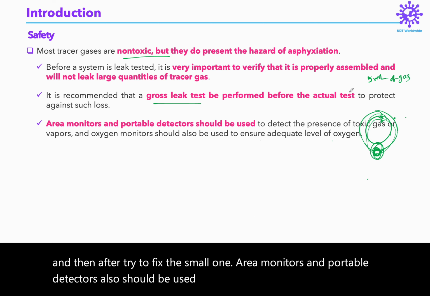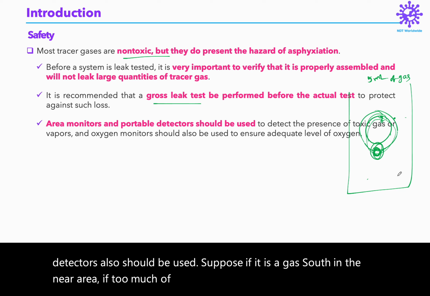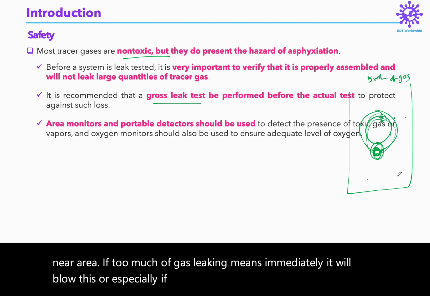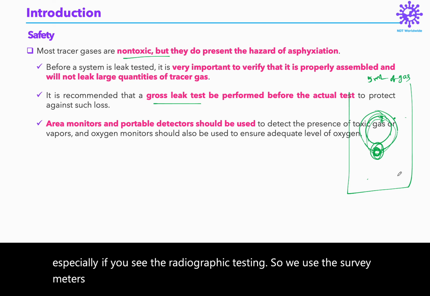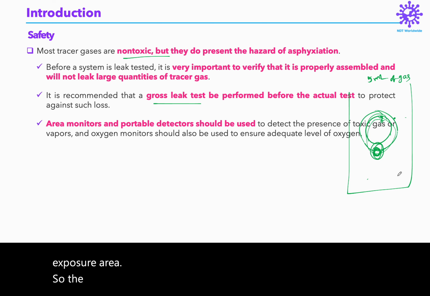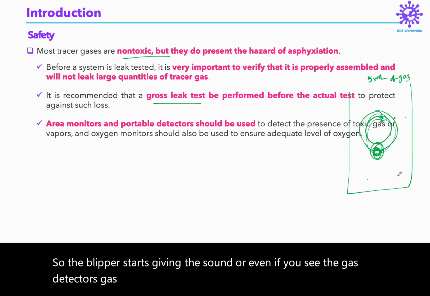Suppose it is a gas, so in the nearby area, if too much gas is leaking, it will immediately blow the horn. Especially if you see radiographic testing, we use survey meters, bleepers. When you go inside the container or inside the exposure area, the bleeper starts giving the sound. Or gas detectors are another best example.